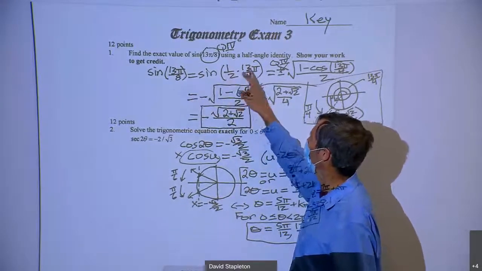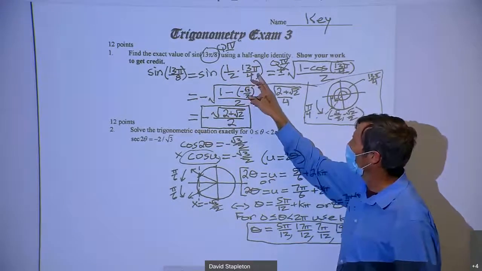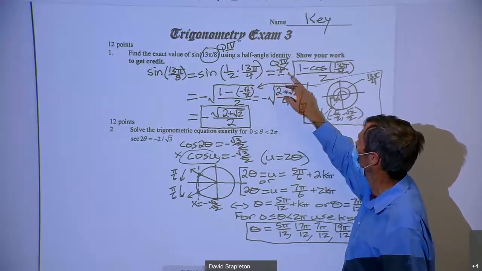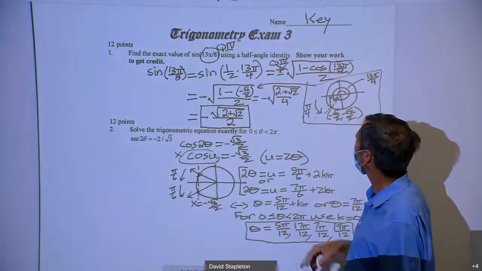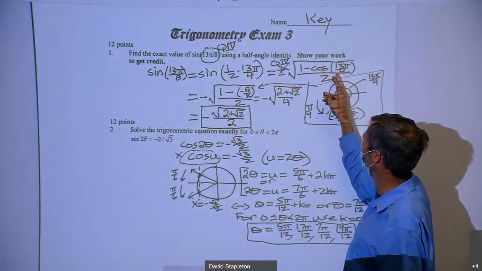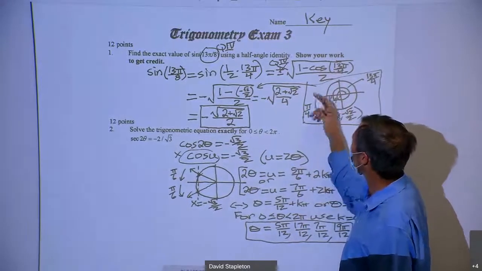This is sine of 1/2 of 13 pi over 4. And the sine of half an angle is plus or minus the square root of (1 minus the cosine of the whole angle) over 2, right? Now, the whole angle, 13 pi over 4, is special. I can figure it on the unit circle. So that's what I did.